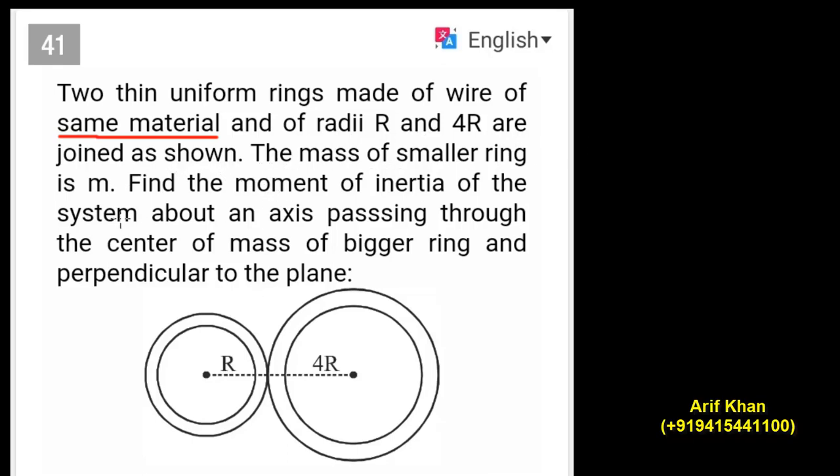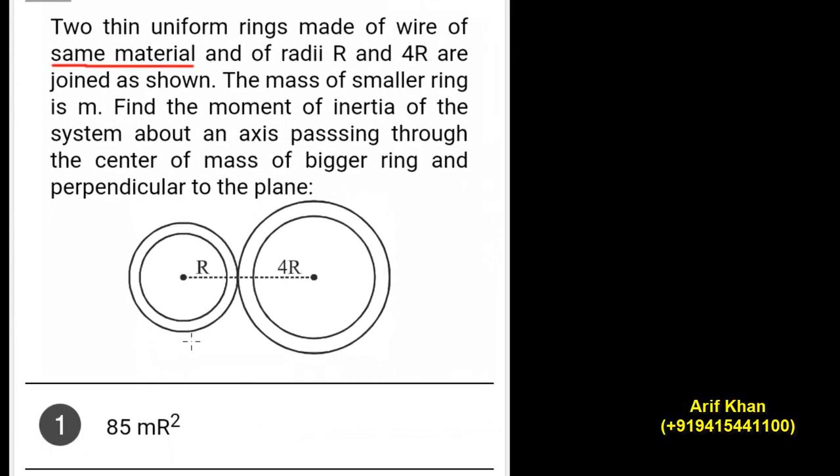The mass of the smaller ring is m, and the mass of the bigger ring is not given. What is asked is to find the moment of inertia of the system about an axis passing through the center of mass of the bigger ring. This is the axis about which we have to find the moment of inertia of the whole system.